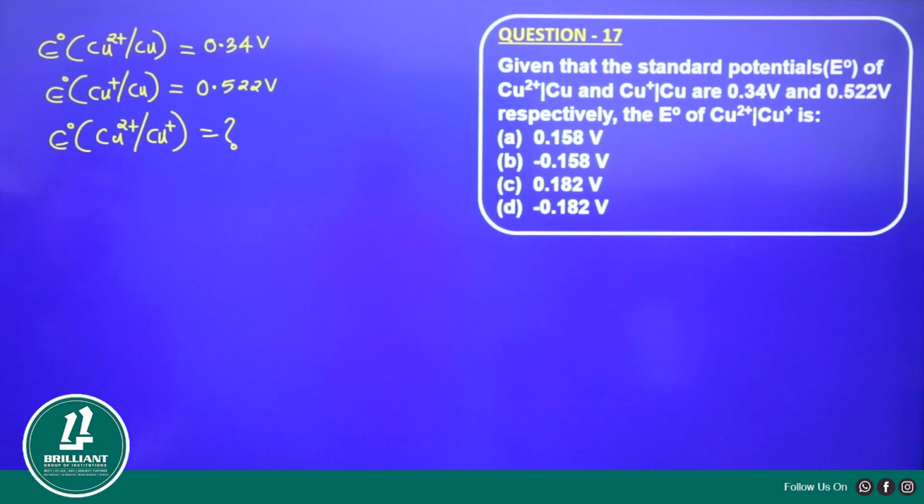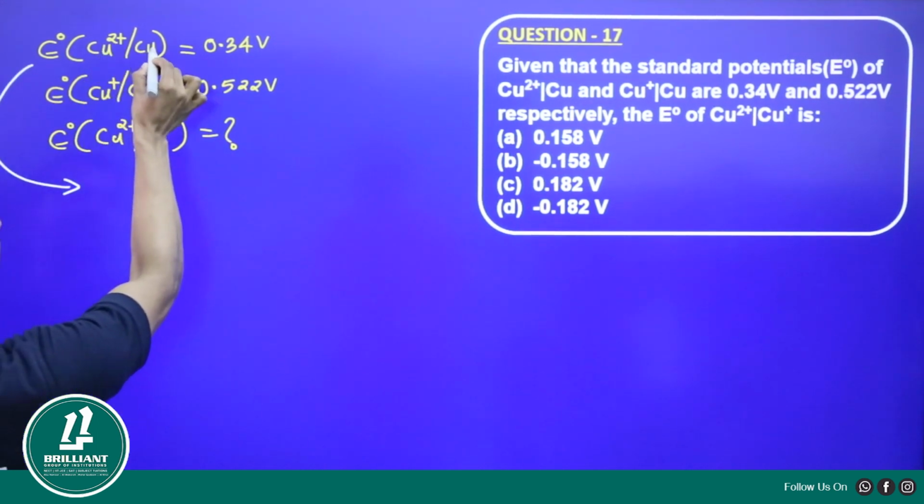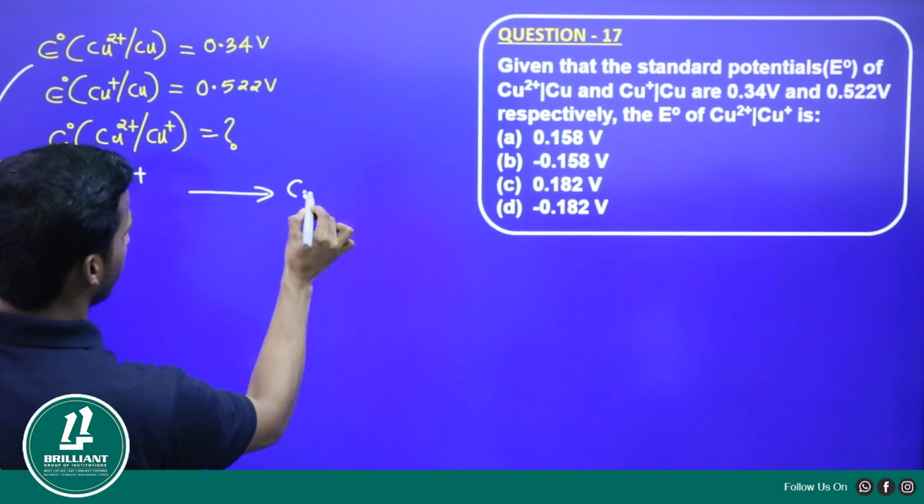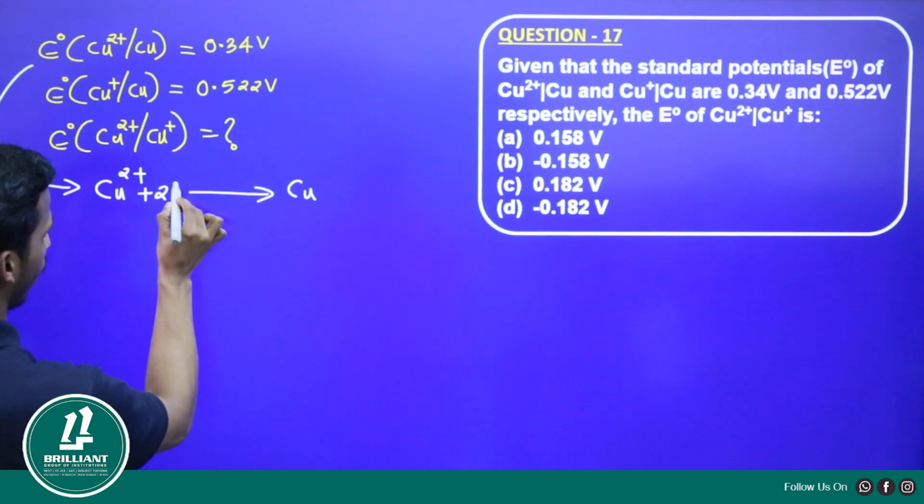Student, here is the first reaction. What is the reaction? Cu2+ converted to Cu. How can Cu2+ be converted to Cu? By gaining 2 electrons, right?